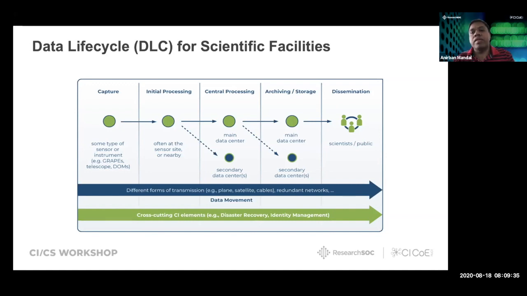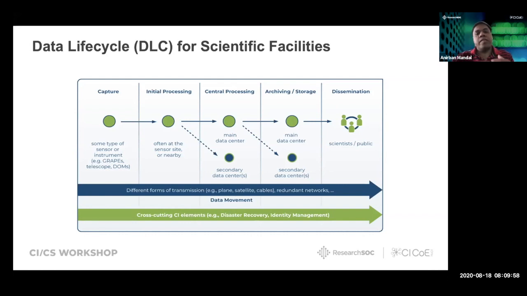And after that, pretty much the data is distributed by different means, through portals, through programmatic means, through GridFTP. You could basically share the data with the ultimate stakeholders, the scientists and the scientific community that's using the data collected by these facilities, right?